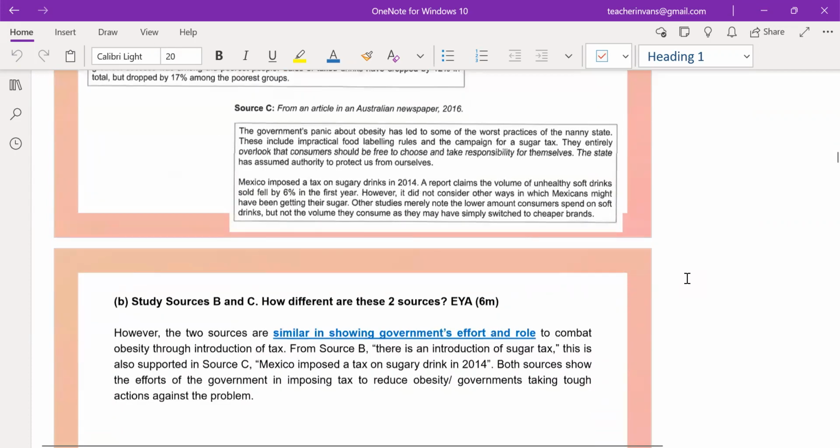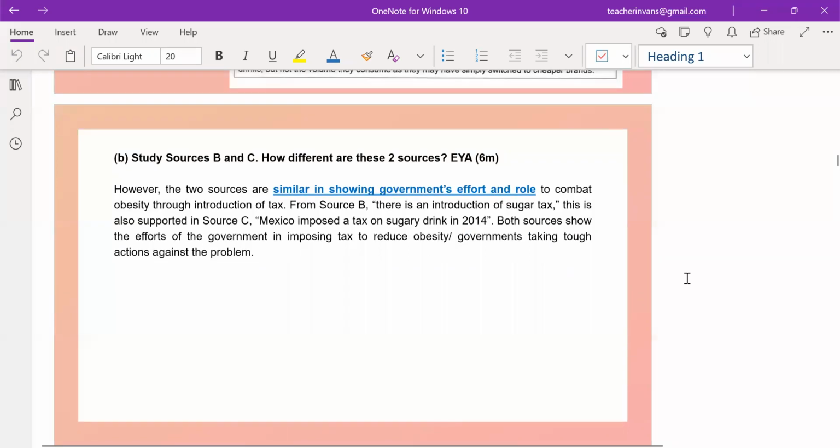And then how are they similar? They do highlight that the government's role and effort is very, very important. There is a tax. Actually, both of them have taxes, and both of them do show that the government is taking tough actions against the problem. Source B just highlights the success, whereas source C highlights that, while there is a possibility of a tax, it may not be successful. I think that is one of the things that we should just take note.